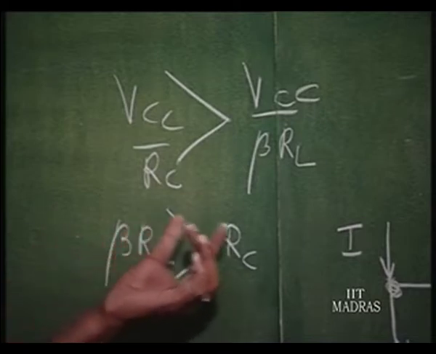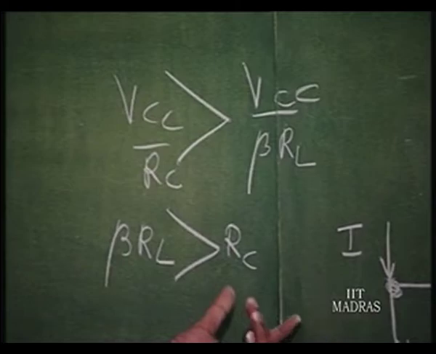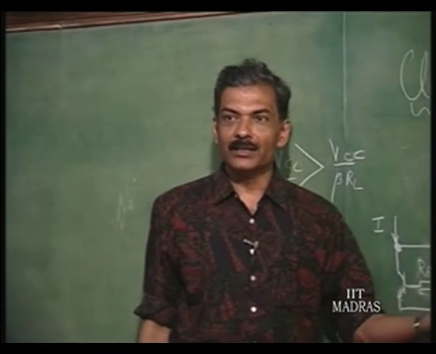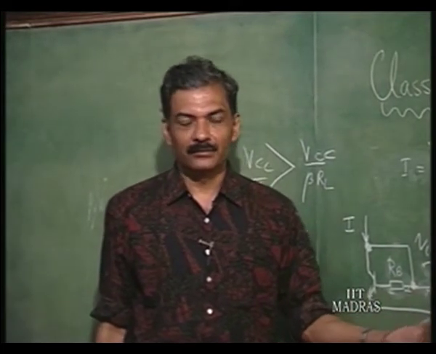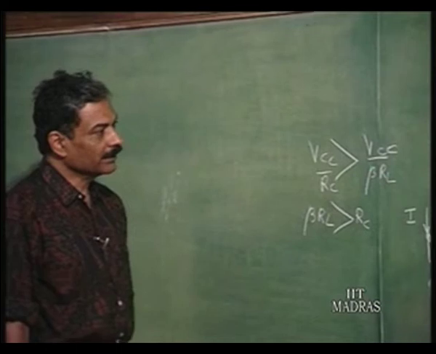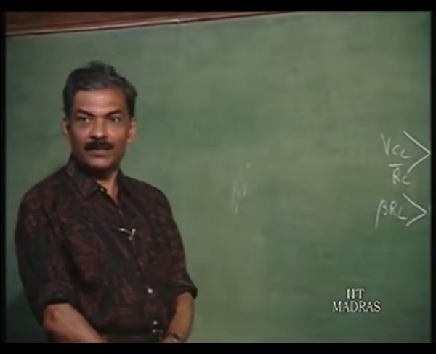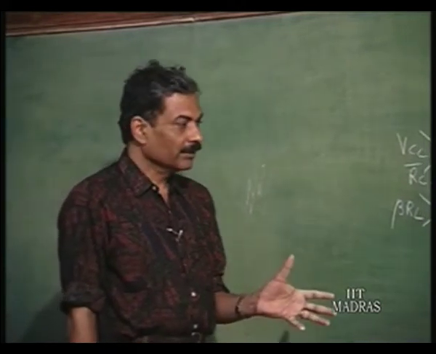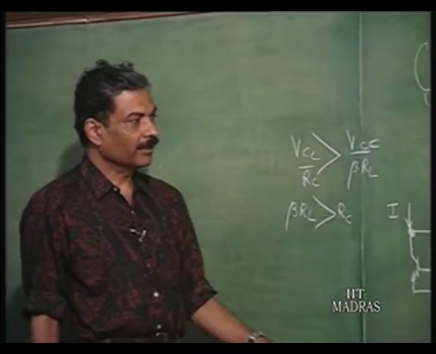So, beta RL should be greater than Rc. There is therefore a restriction on this. If the drive requirement is large, obviously Rc has to be low. So, the quiescent current will be pretty high. So, this is the way you have to carefully design the driver stage also, so as to fulfill all these requirements of the output stage.